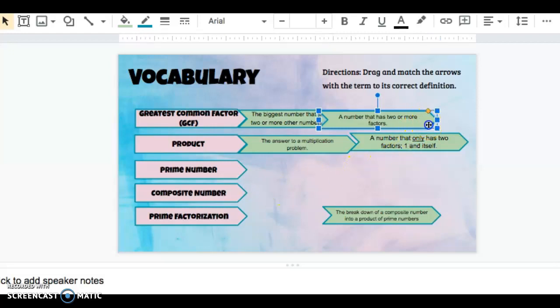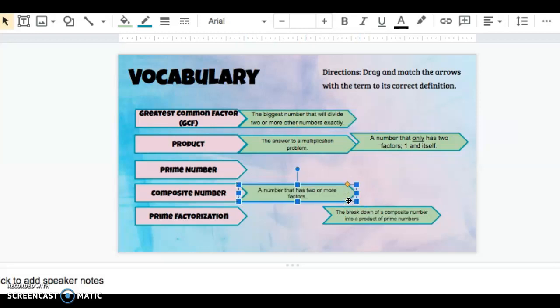It didn't drag, so you remember you have to wait for that crisscross and drag it to composite number. So then you have prime number and prime factorization. Prime number is the number that you circle, and you circle it because it only has one and that number itself that goes into it. So it only has two factors, one and that number itself.